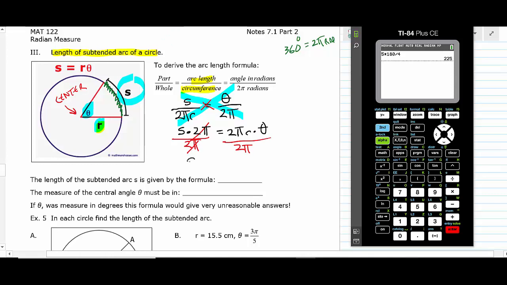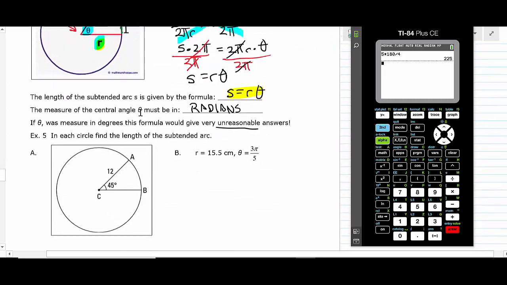And then we'll have S equals, that cancels out, we get r theta. That's the formula. See, it's real easy. This is how mathematicians figure this stuff out. They use things we already know, and we keep finding more and more. So the formula is S equals r theta, and that's what we're going to use. Now, the key thing here is the measure of the central angle must be in radians. This formula does not work if this is in degrees. You'll get ridiculous, nonsense answers if you forget to convert that angle to radians.